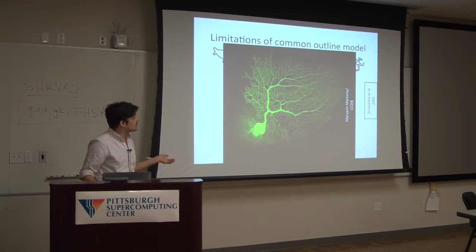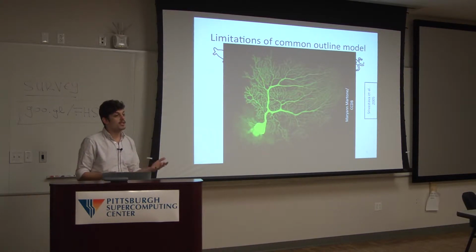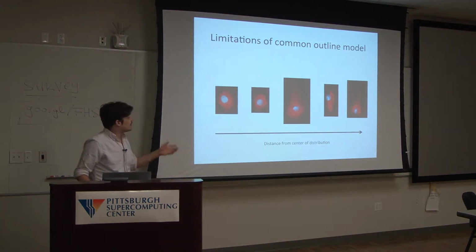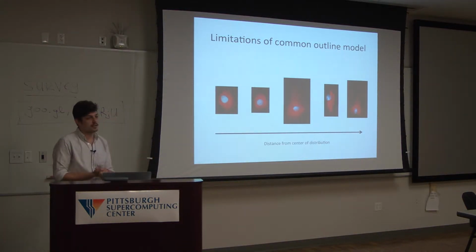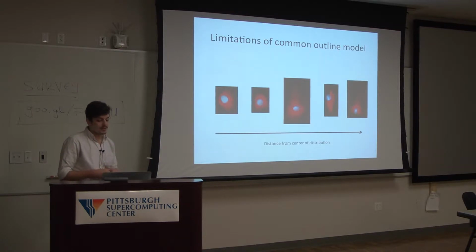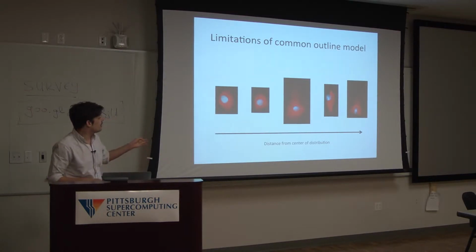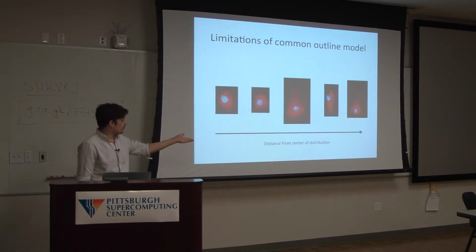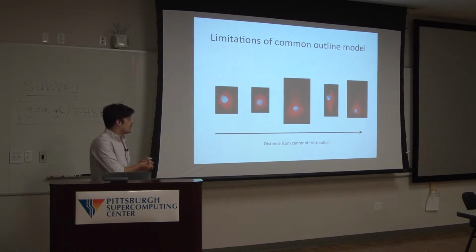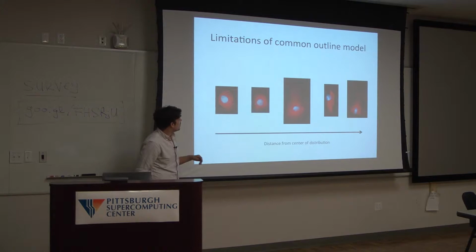And I performed an experiment using this model on images of PC12 segmentations and sampled from them. So I just modeled this distribution as a Gaussian mixture model and sampled. And here I have 5 example images ordered by the distance from the center of this distribution. And you can see that the center of the distribution models cell shapes pretty accurately.